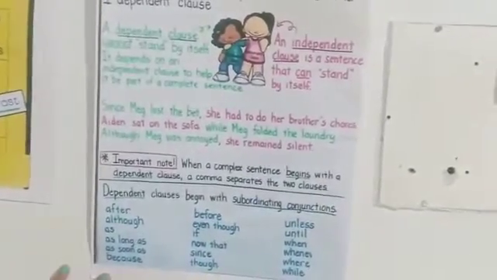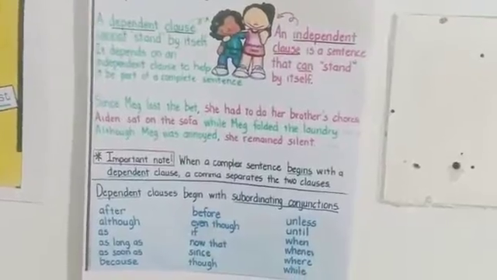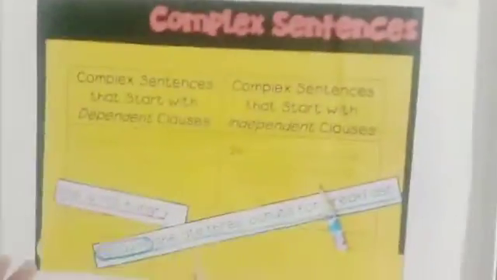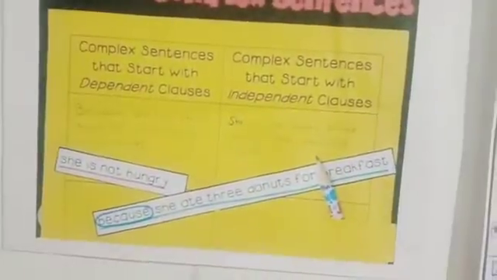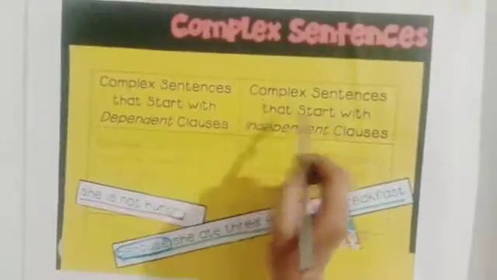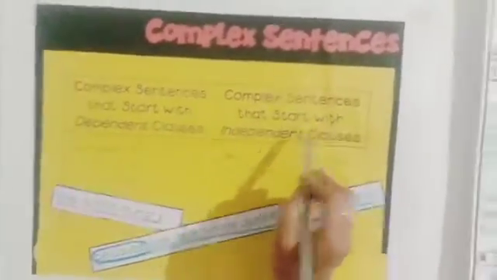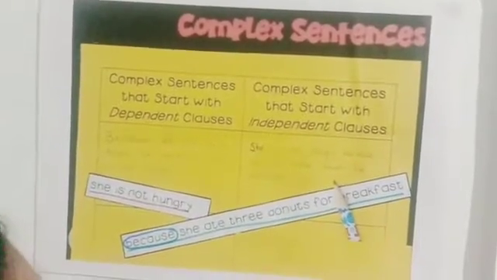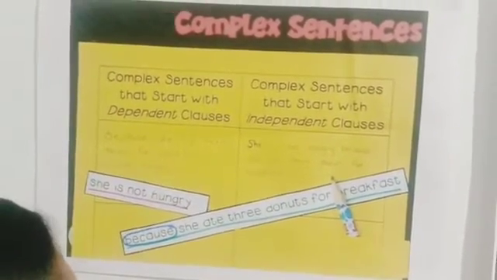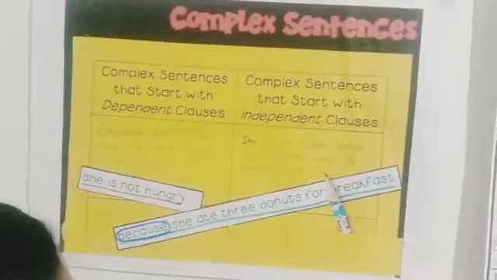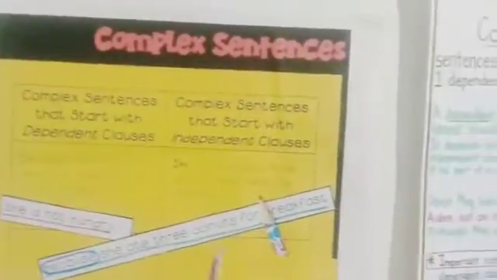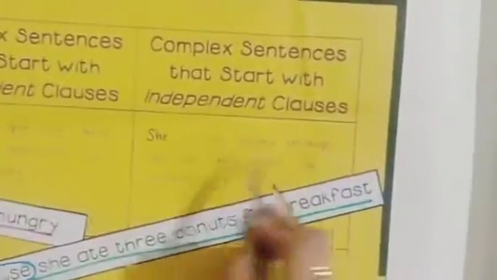Okay. So, let's see how to create these sentences. Here you have to take an A4 sheet paper or a chart paper, anything. Okay. And create a title: complex sentences that start with independent clauses. Independent clause means no subordinating conjunction at the beginning. It doesn't depend on any subordinating conjunction. It is a complete meaningful sentence by itself.